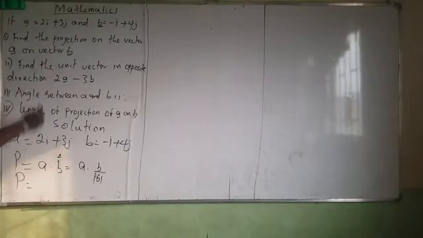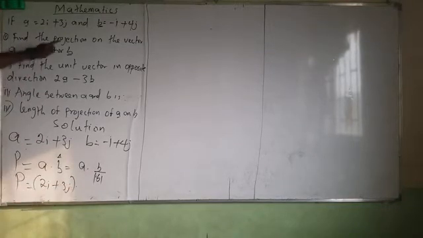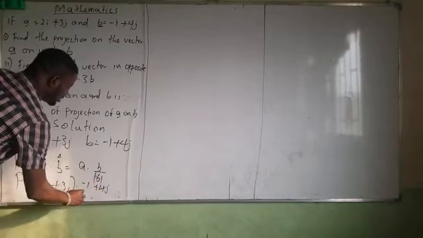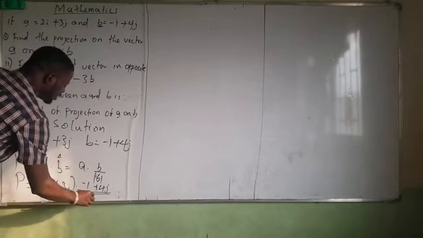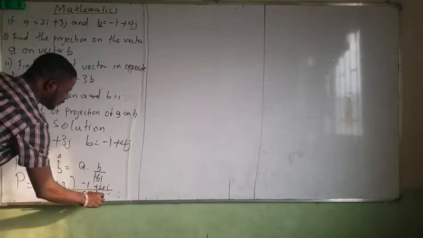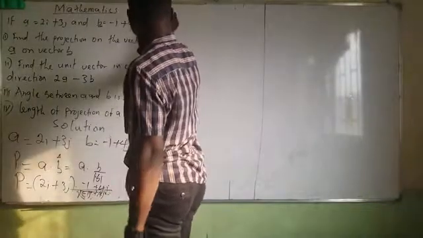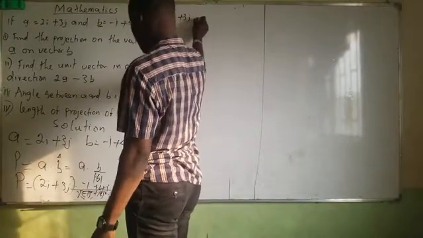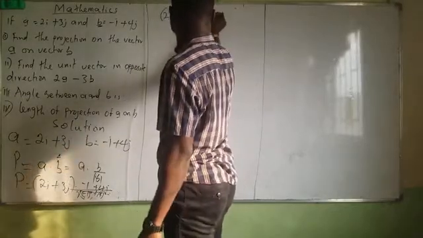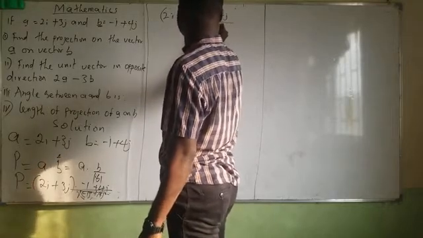My A is equal to 2i plus 3j, and my B will be equal to minus i plus 4j, divided by the magnitude of this, which will be the root of 1 squared, that is minus 1 squared plus 4 squared. Now, by doing that, I will have 2i plus 3j dot minus i plus 4j divided by the root of 1 squared plus 16, which is going to be the root of 17.